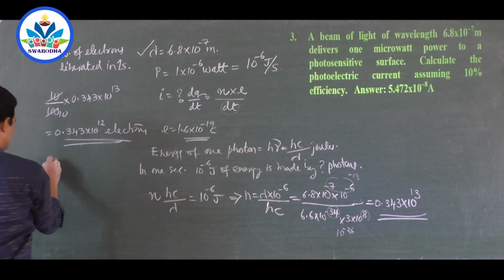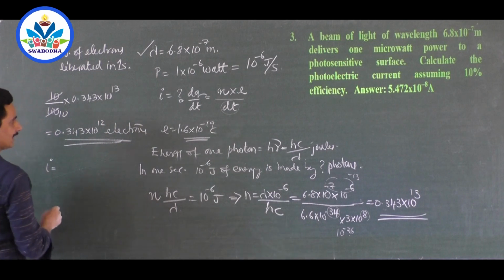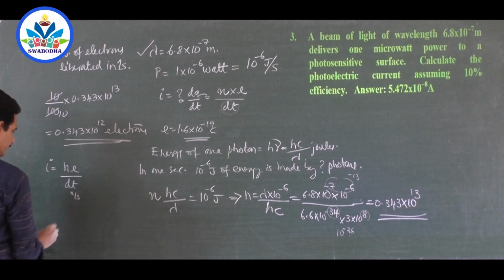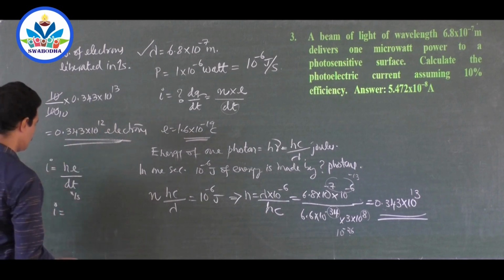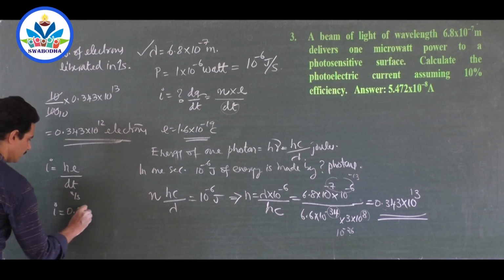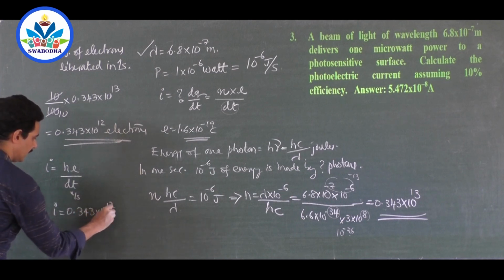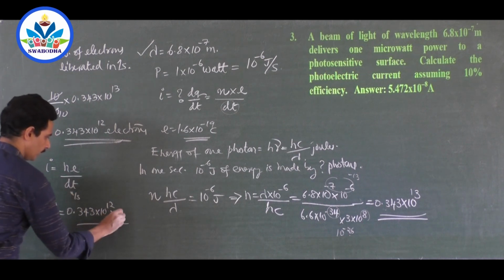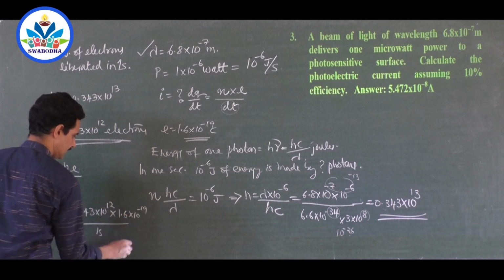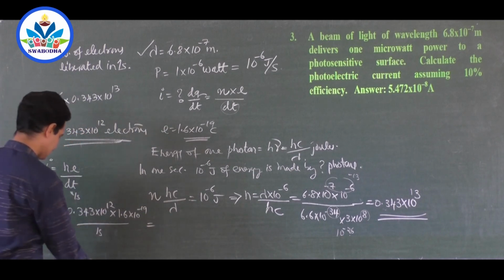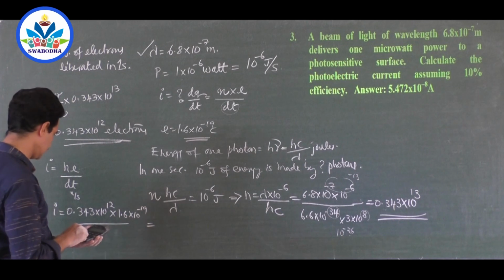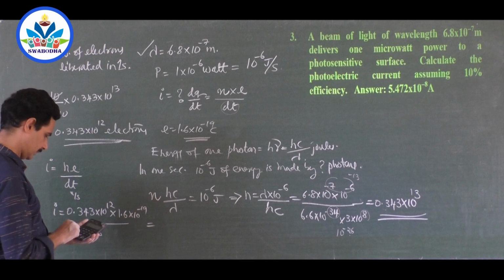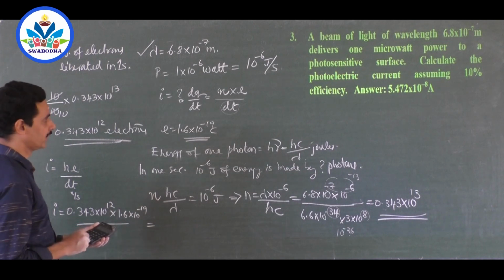Okay, what is current? Current is equal to rate of flow of charges, amount of charge flowing per second, and this is 1 second. I is equal to number of electrons, 0.343 into 10 to the power 12, into charge of each electron, 1.6 into 10 to the power minus 19 coulombs. That is current, rate of flow of charges. 0.343 into 1.6, it is 1.09.